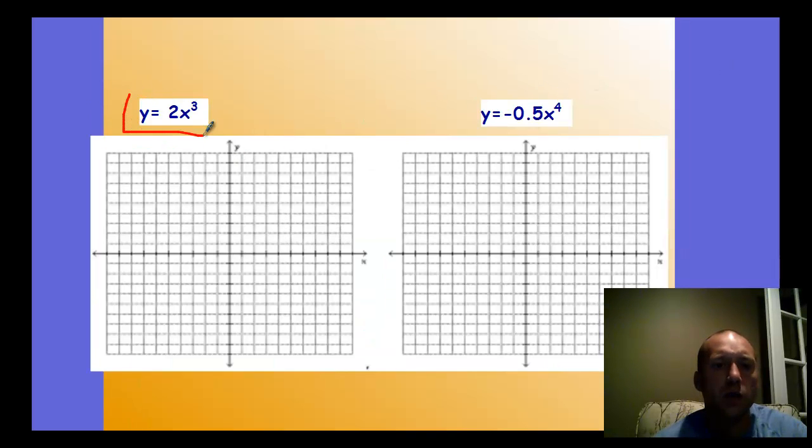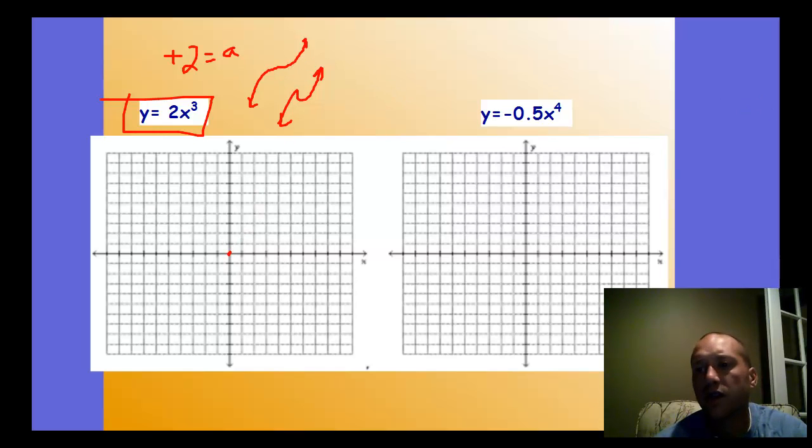So right away when we see this, y equals 2x cubed, you should have a picture in your head. I know it could have this shape, and I know it could have this shape. One of those two. It's increasing because our a value is positive. So we have a positive 2 as our a value, so I know what the shape is. So when I plot that 0, 0, I know here is the inflection point.